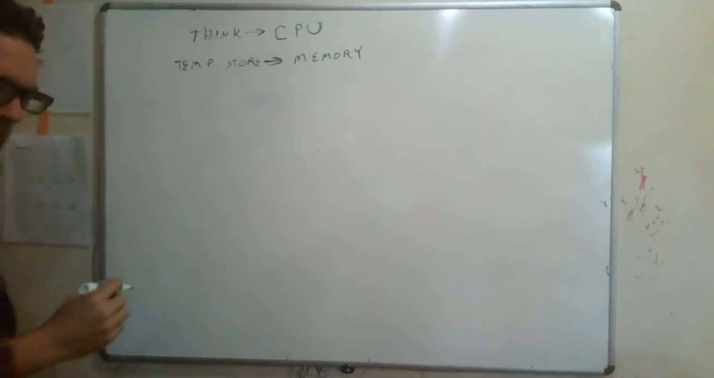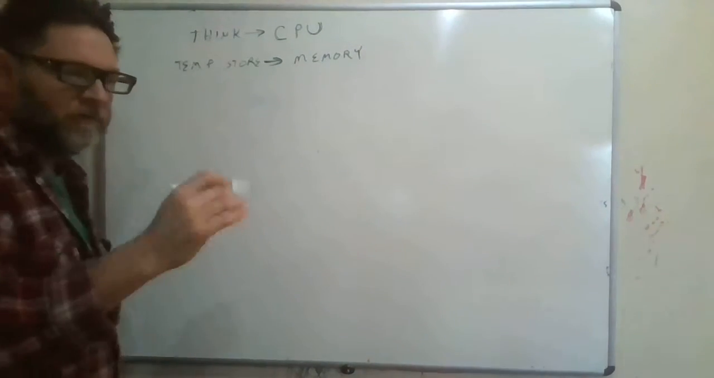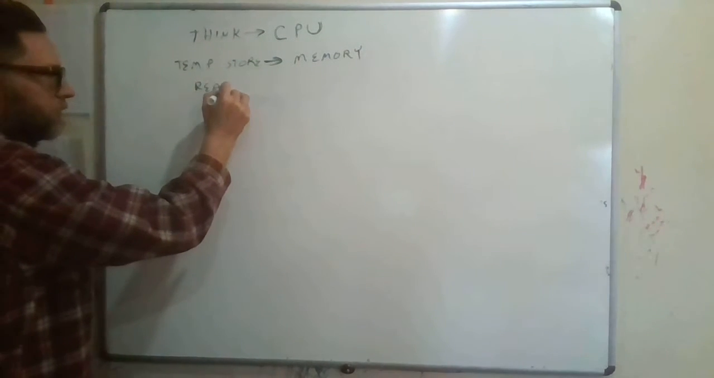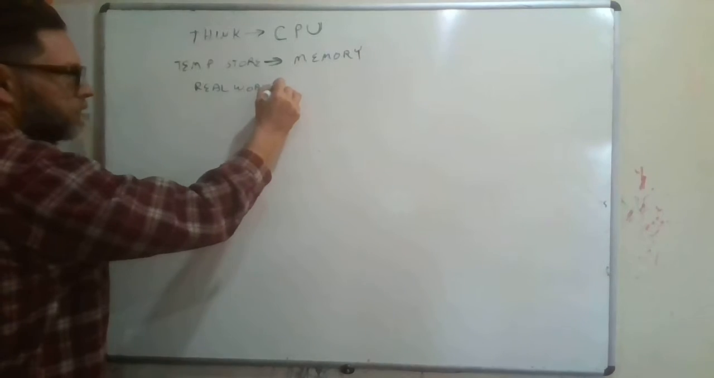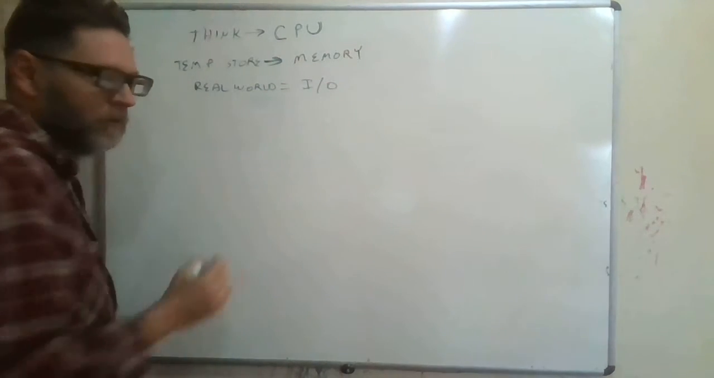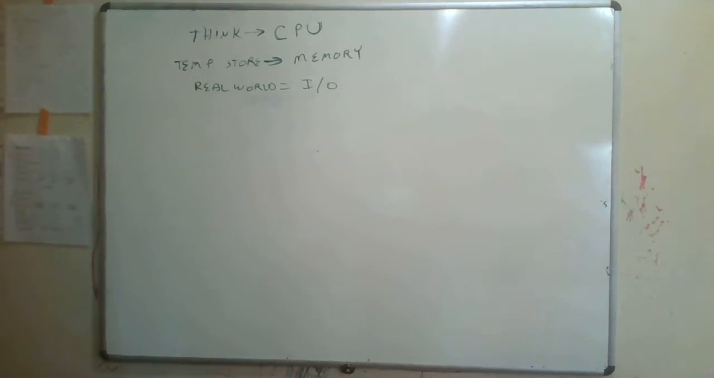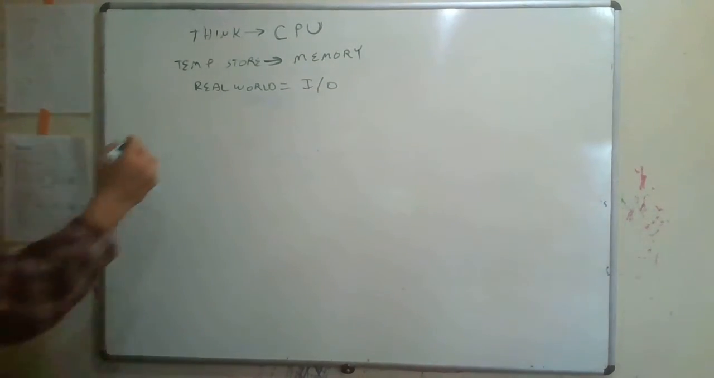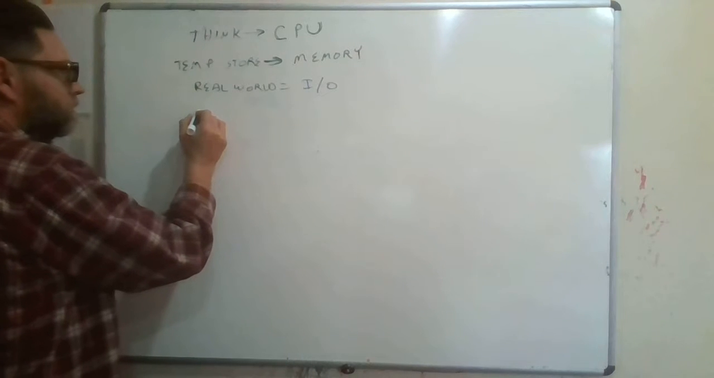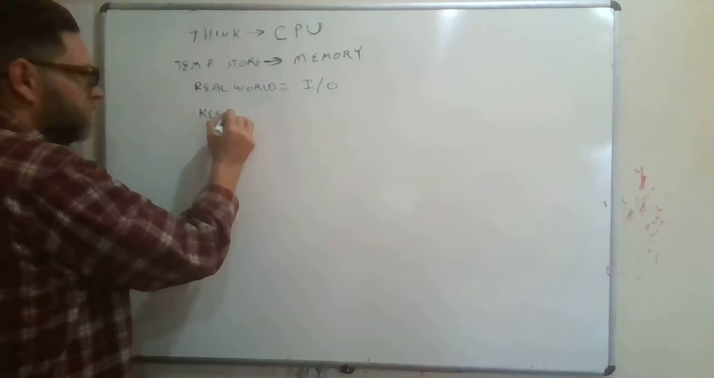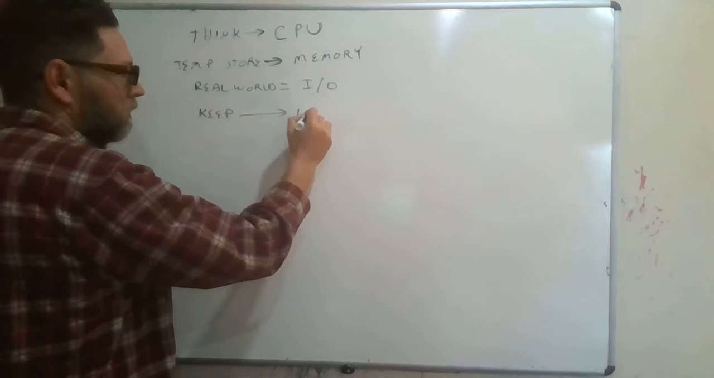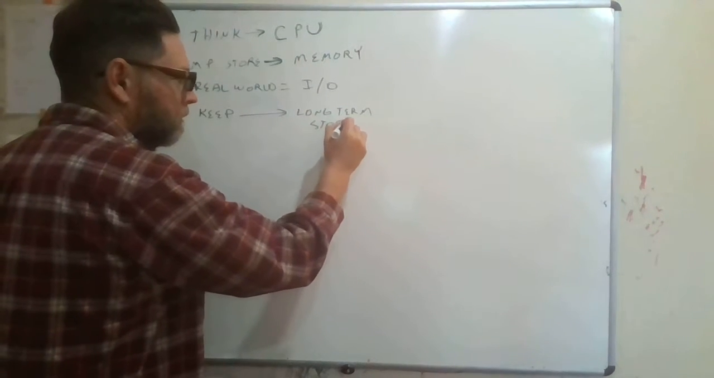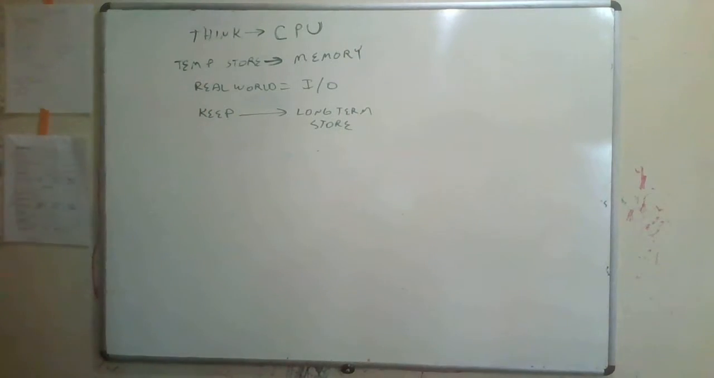What do we call the part that talks back and forth to the person? The real world. The I/O. I/O. Input, output. And lastly, where do you put things when you're done with them? In long-term storage. So you want to keep something, you go to long-term store. The four basic pieces of computer.